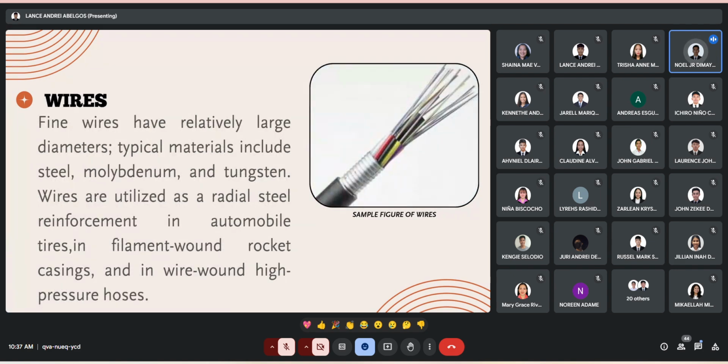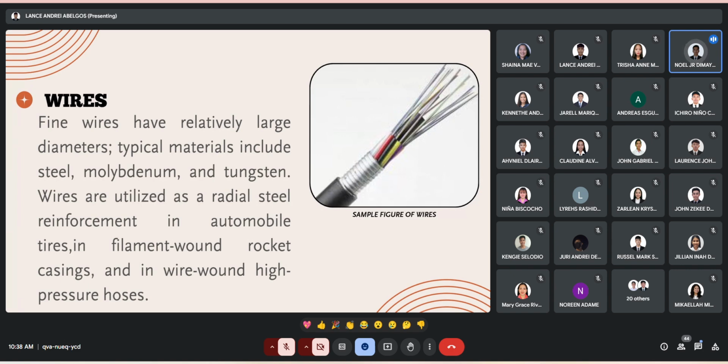And the last is the wires. Fine wires have relatively large diameters. Typical materials include steel, molybdenum, and tungsten. Wires are utilized as radial steel reinforcement in automobile tires, in filament rocket casing, and in wire-wound high-pressure hoses. Kumbaga, ang mga wires, it is a fiber reinforced material. Pag sinabi natin fiber reinforced materials, combination siya ng maraming materials na kung saan ay hibla siya para mas mapatibay yung mga specific or yung normal na materials.